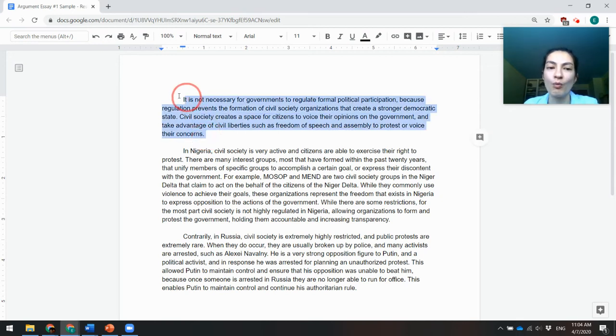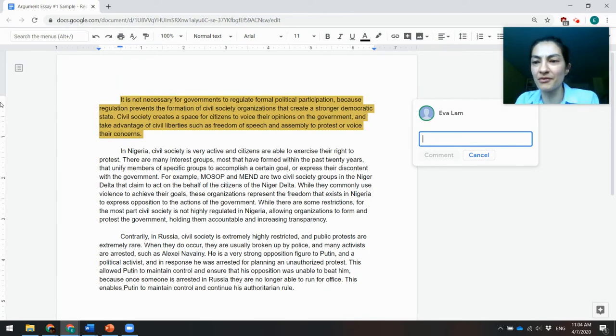So now we're talking about why it is that civil society and civil liberties are a good thing even from a government's perspective. So I'm going to pause right here and just make a little comment for myself, noting that this author has gotten 1 out of 1 points for the thesis statement.